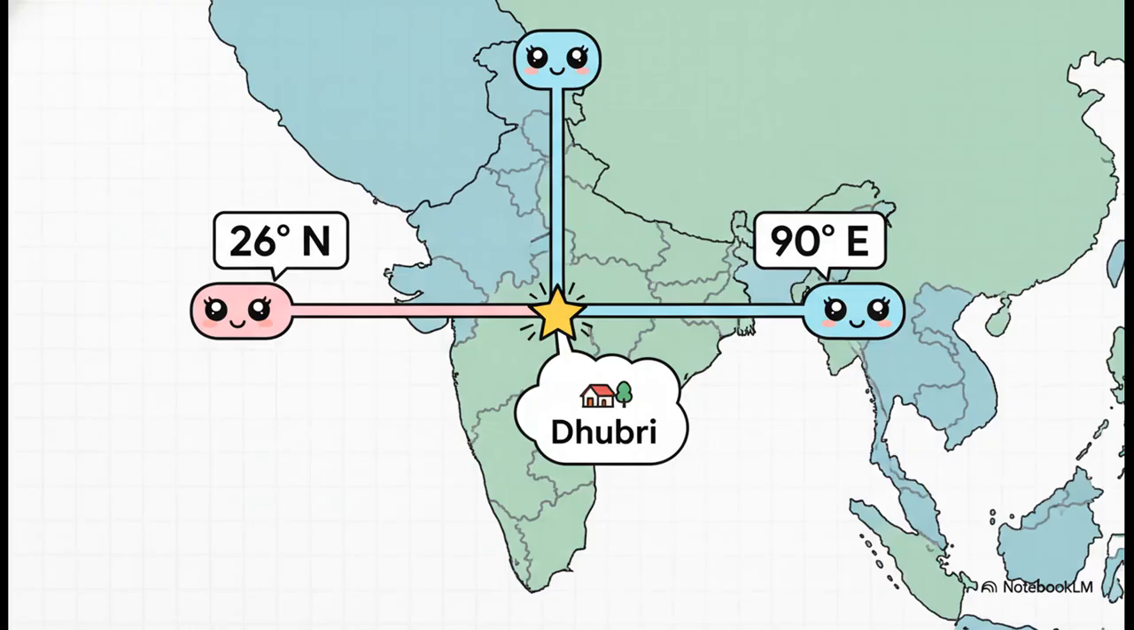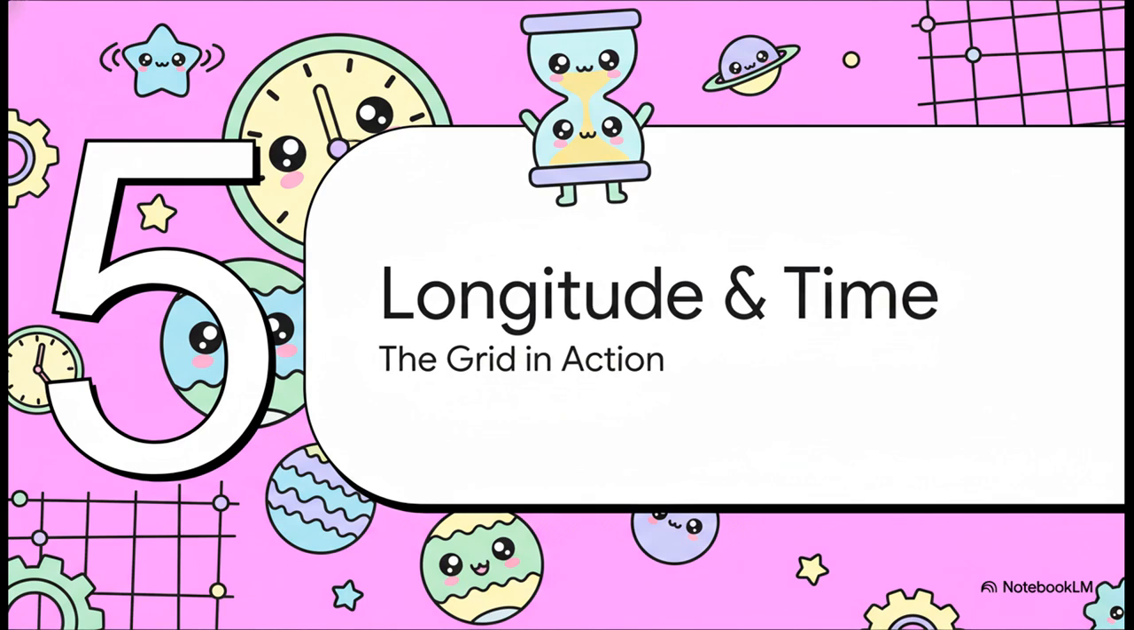Let's look at a real-world example. Take the town of Dhubri in Assam, India. Where is it? Simple. You find the line for 26 degrees north latitude, and you find the line for 90 degrees east longitude. The exact point where they cross? That's Dhubri. With just those two numbers, you can pinpoint its location on the map. It's that precise.